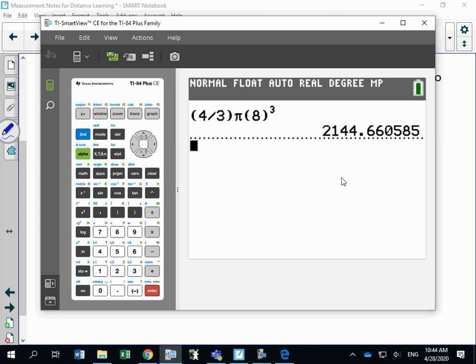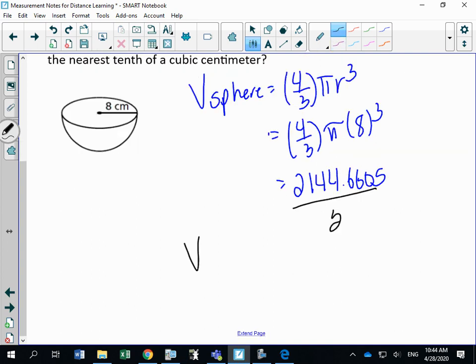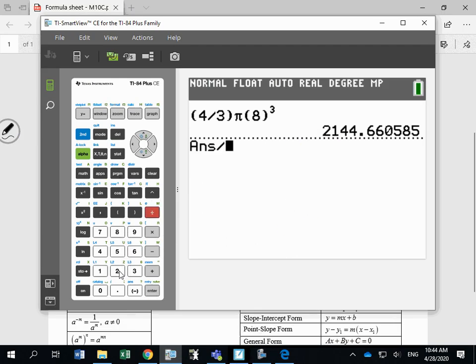Okay, remember we never round until the very end. So 2144.6605. Now, that is an entire basketball filled with water. If I want half of a basketball, take that number and cut it in half. So the volume of a hemisphere is equal to that number divided by 2.